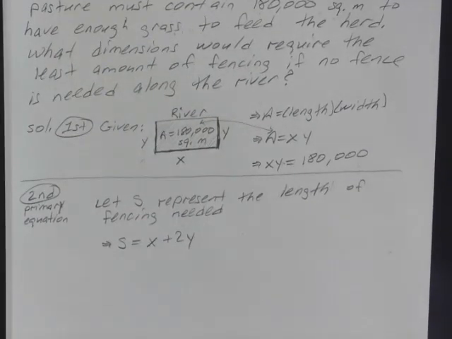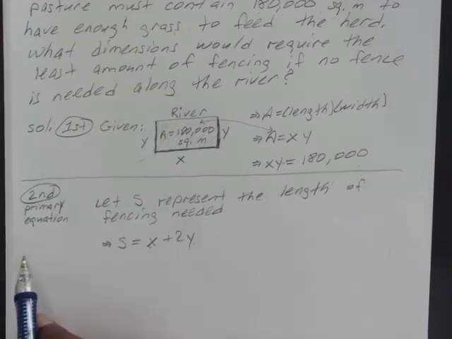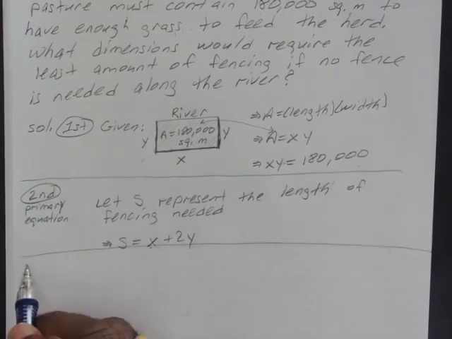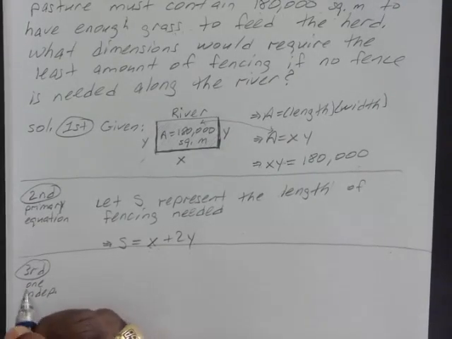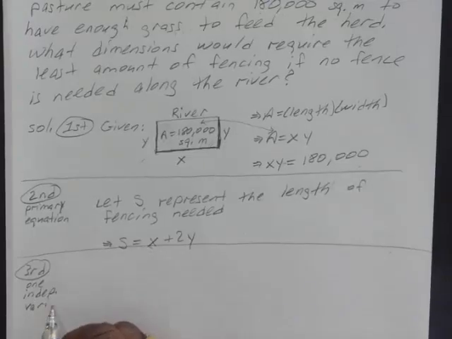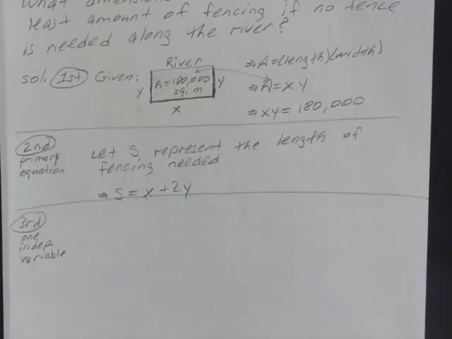Okay, so once again, we have two independent variables, and we only need one. Which brings us to our third step: making that one independent variable.